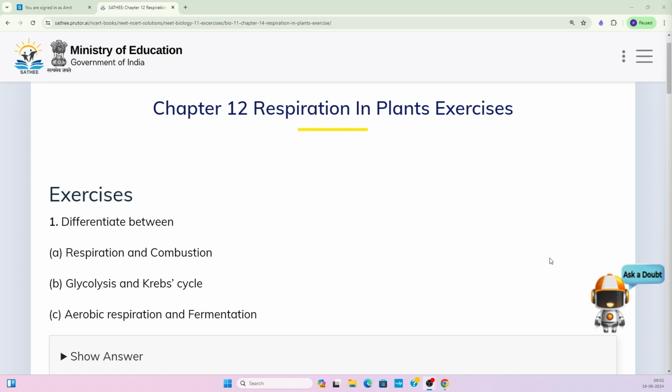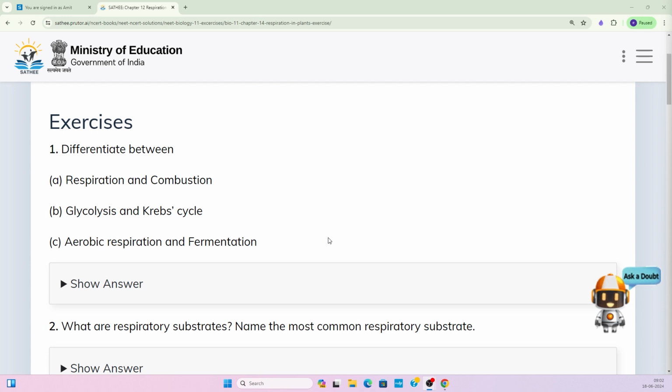Today we are going to solve the NCERT exercise from the chapter Respiration in Plants. So let us start the session. And here comes the first exercise question. What is the first question?